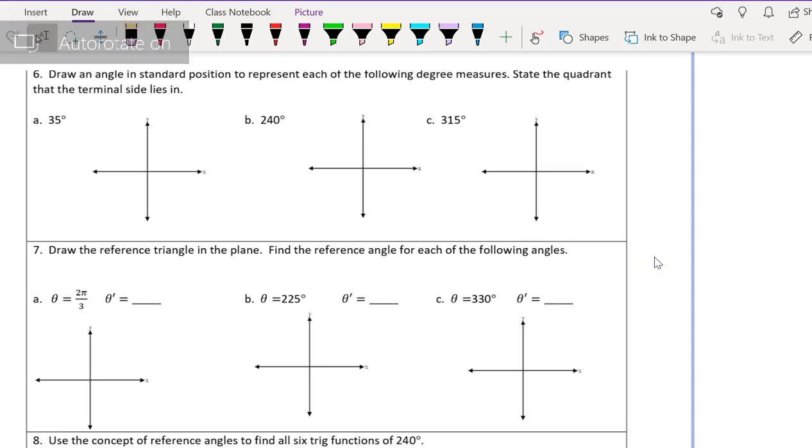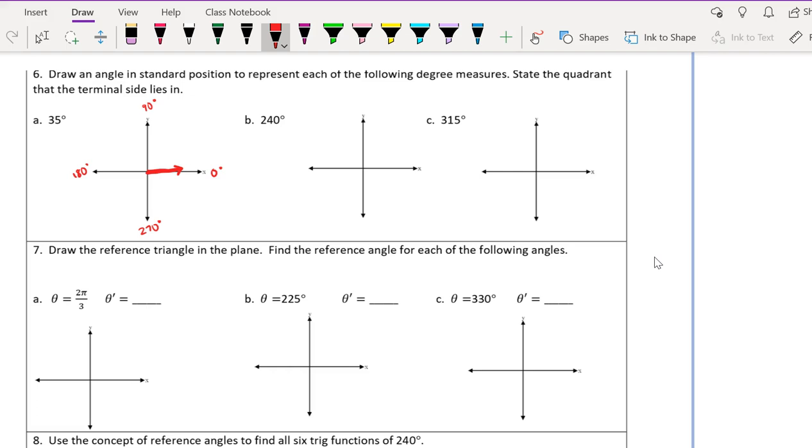All right, so drawing an angle in standard position has to do with starting with the initial ray on the positive x-axis and rotating the angle around. Remember, this is 0 degrees, 90 degrees, 180 degrees, and 270 degrees. Those are our quadrantal angles.